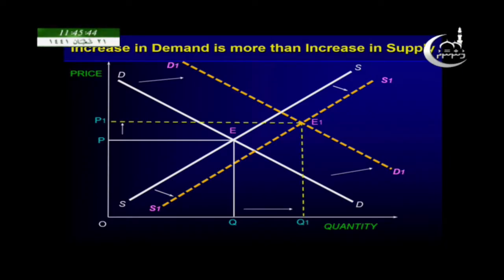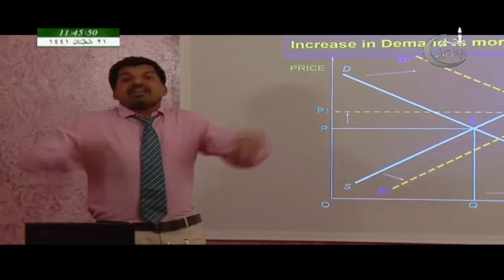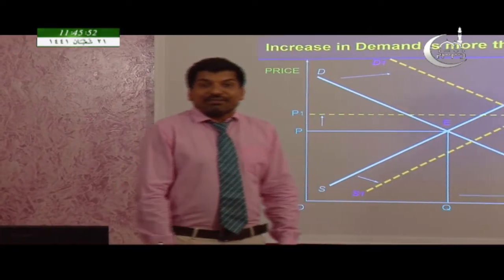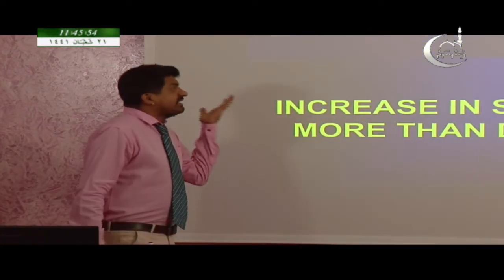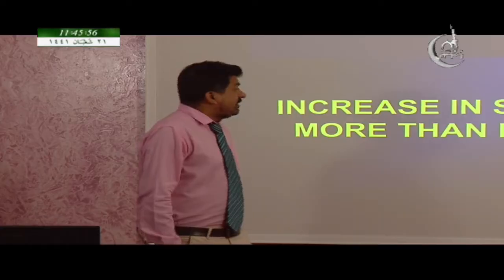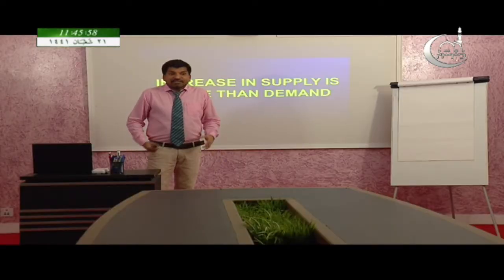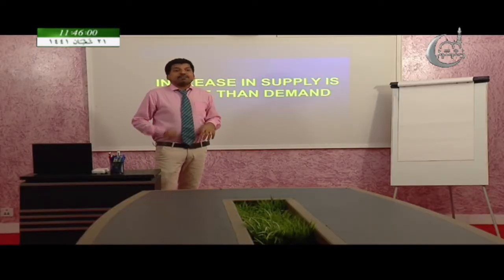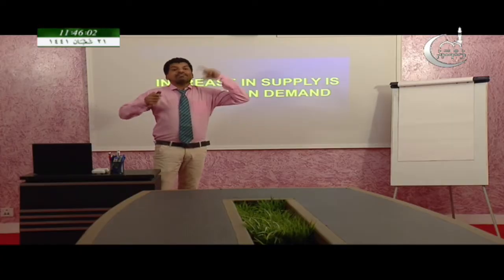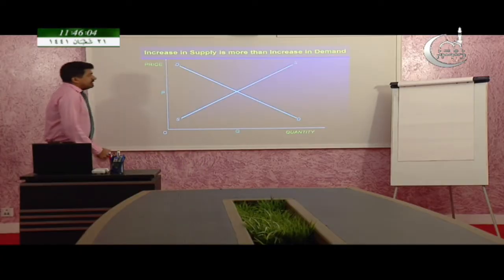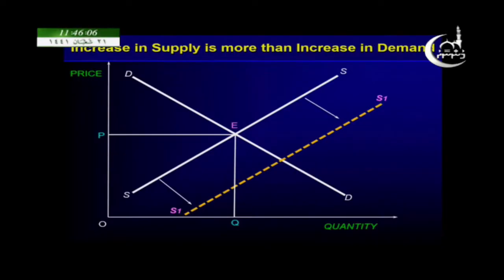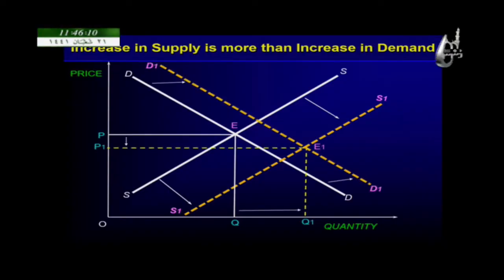Market price increased and market quantity increased. That means a small change in market price and a large change in market quantity. And again, increase in supply is more than demand, meaning both demand and supply are increasing, but the increase in supply is more. See, the supply curve shifts to the right, a big change, and the demand curve shifts to the right, that also shows an increase in demand.